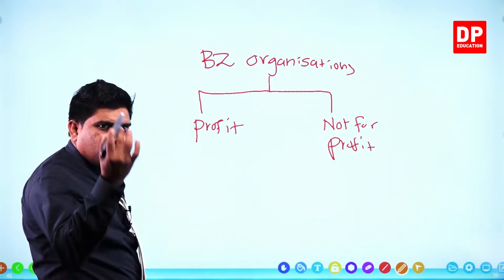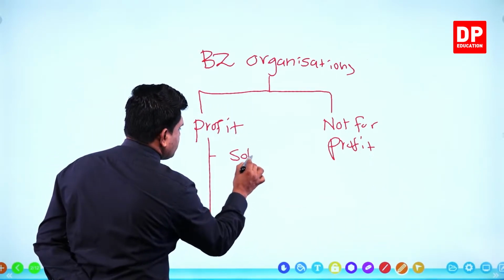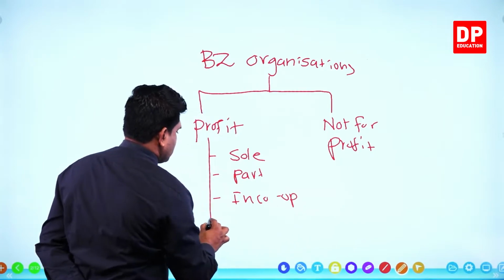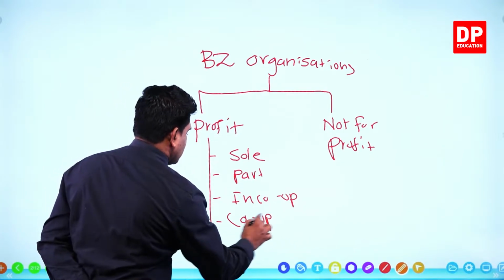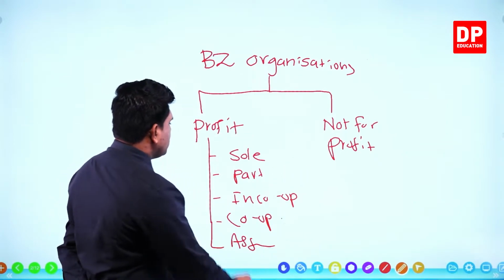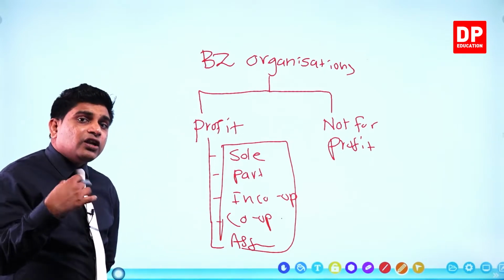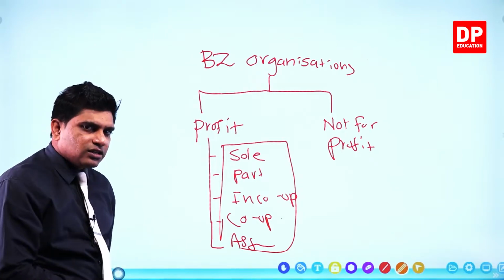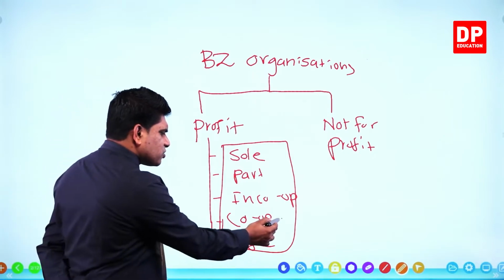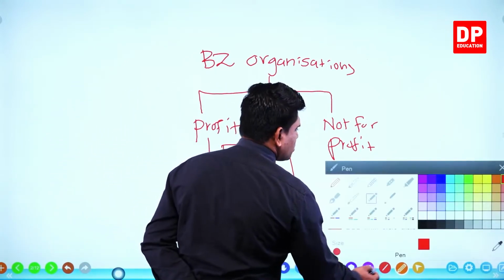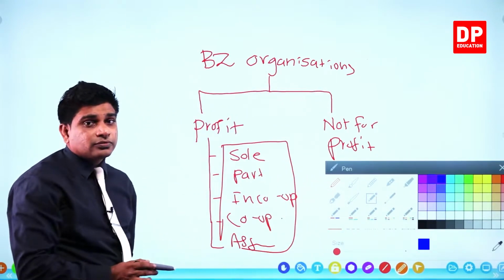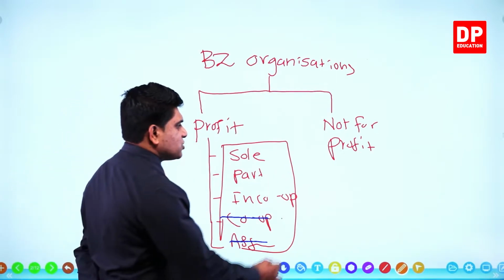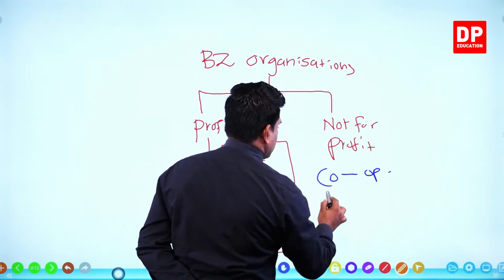Right? Under the profit motive, we can give examples. Sole proprietorship, partnership, incorporated companies, cooperative societies, associations. These all are what? Profit motive businesses, right? Is it correct? Check it again. Cooperative societies and associations, are they also profit motive? No, these two come where? Under the not for profit organizations: cooperative societies and associations.